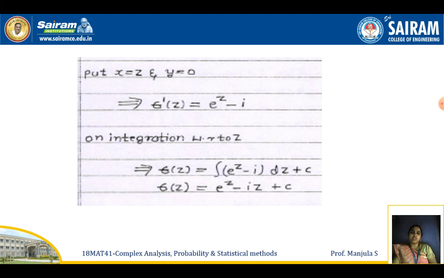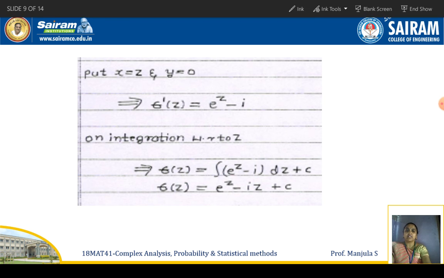So now you just put x equals z and y equals 0. On simplification, this f dash of z can be written as e to the power z minus i. So on integration with respect to z, f of z equals the integration of e to the power z minus i with respect to z plus some integral constant, take that as c. So f of z is e to the power z minus i into z plus c. This is our required solution.